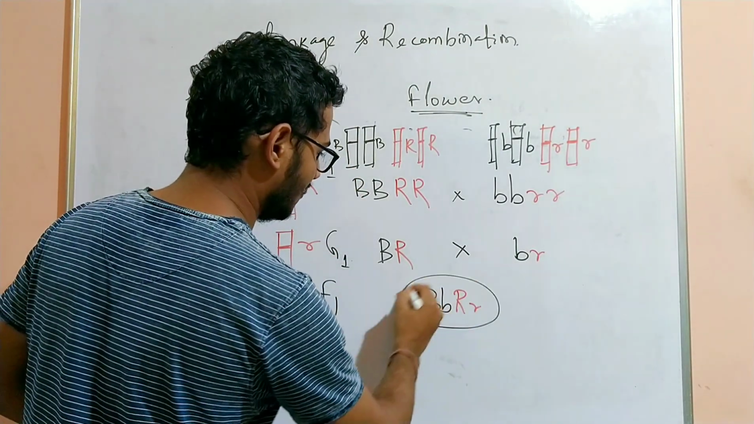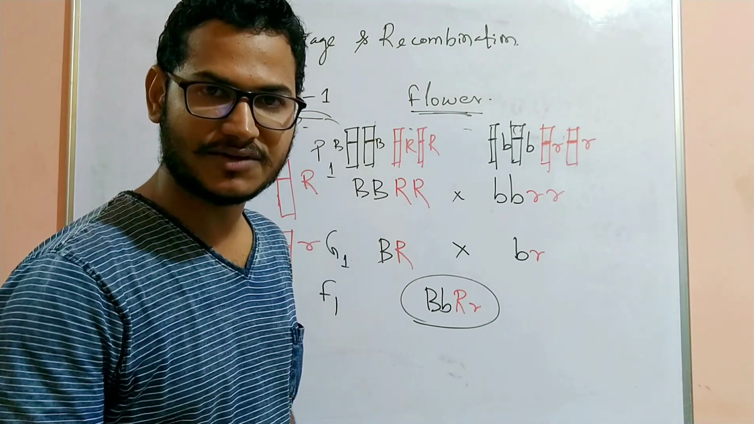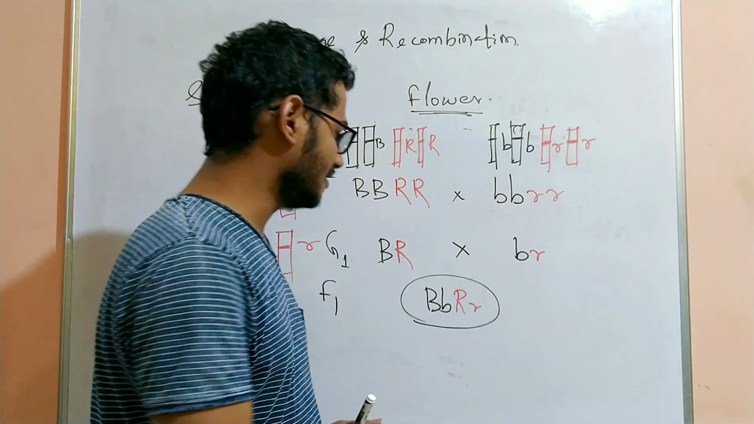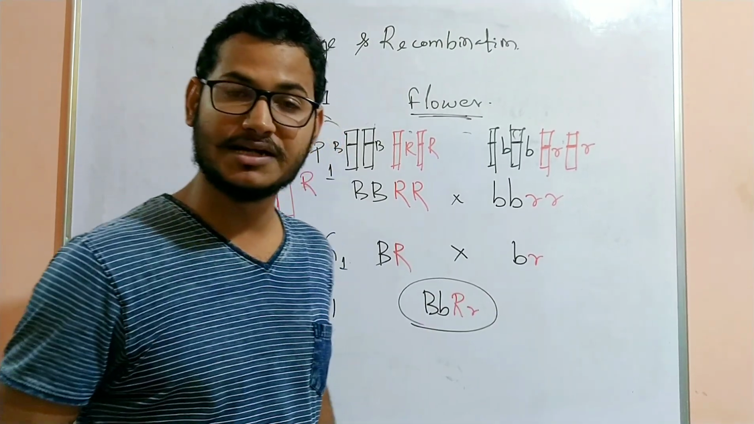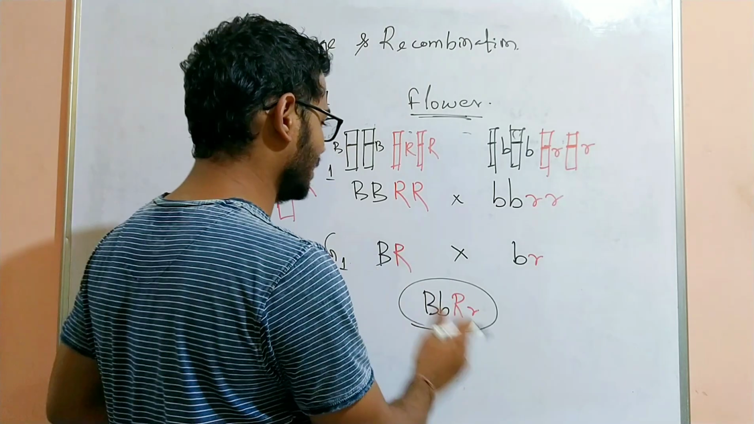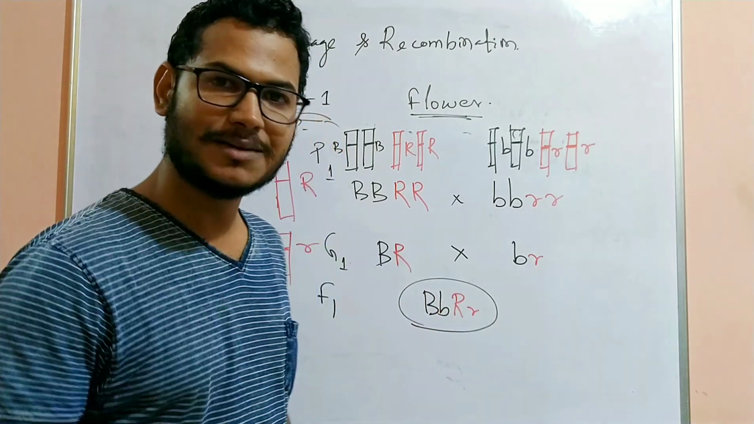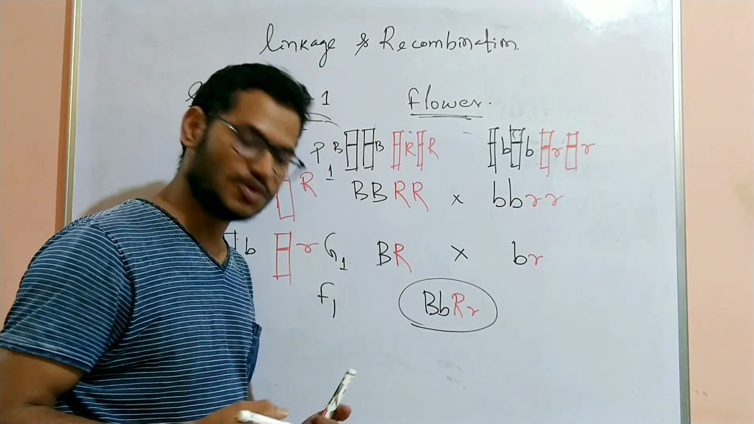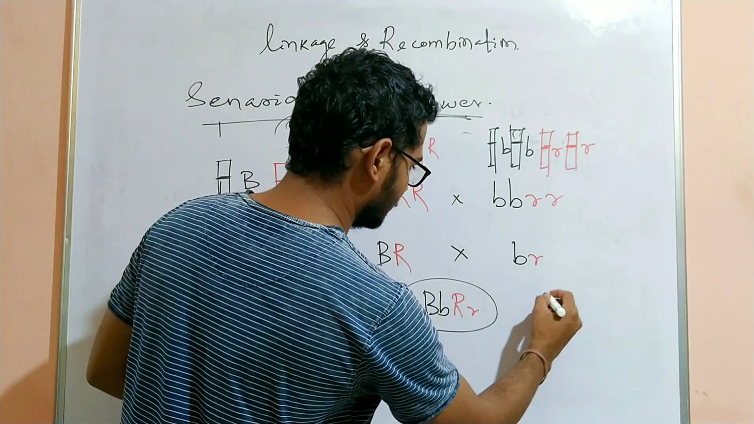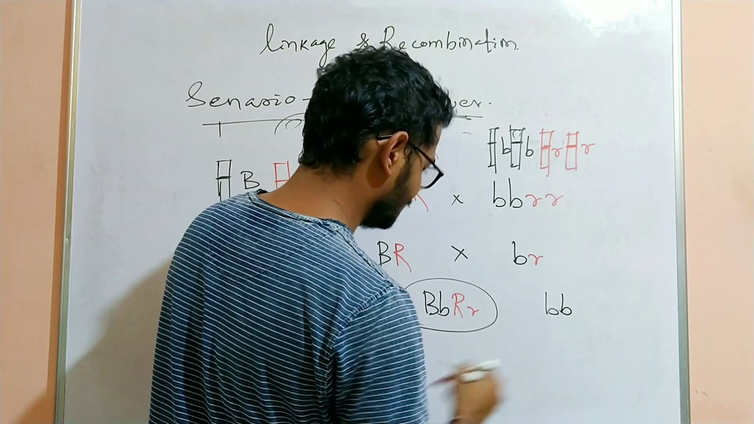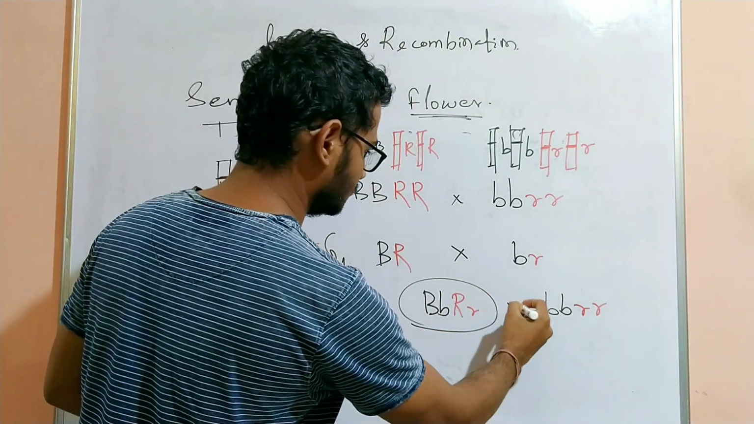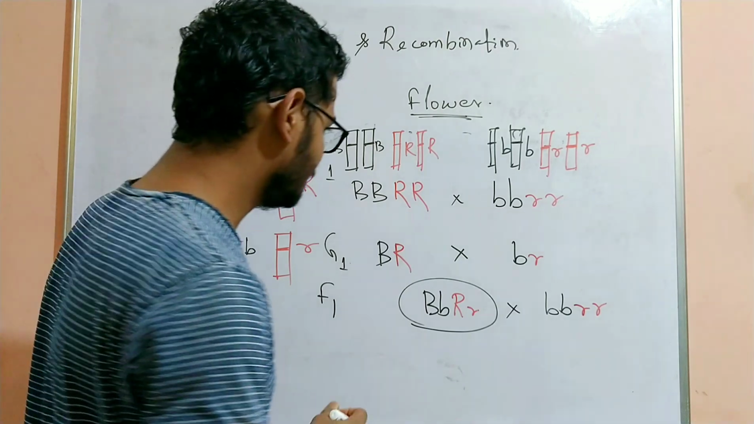In F1 we have a hybrid plant having the big size of the flower and red in color, because big and red are dominant over small and white. Now we will cross the F1 with the double recessive, which means we are going to do the test cross. We are taking small b, small r. Now we will cross these two and see what the product will be.